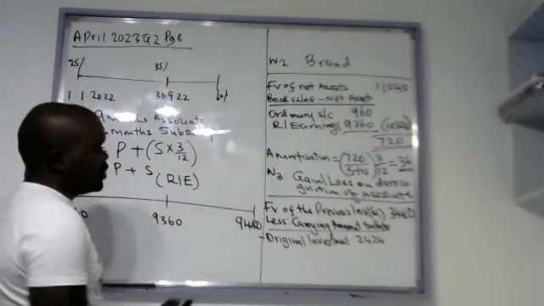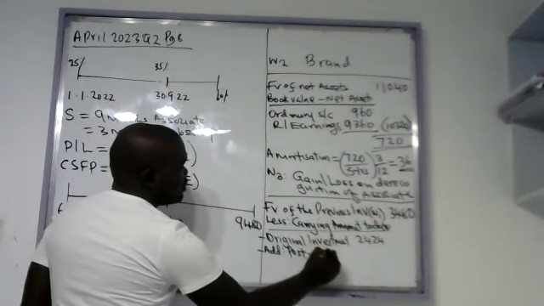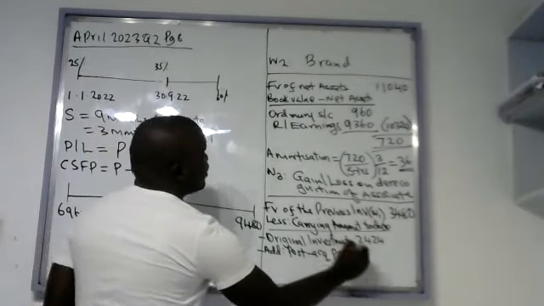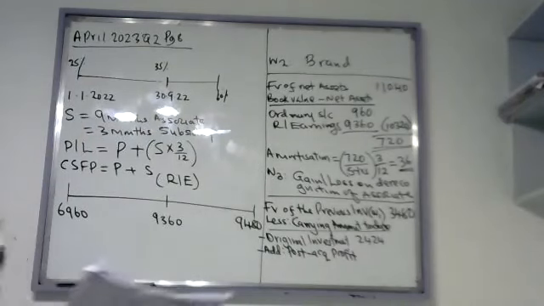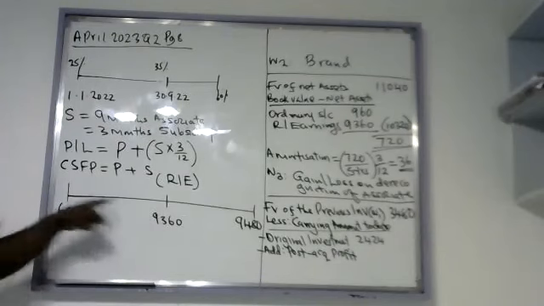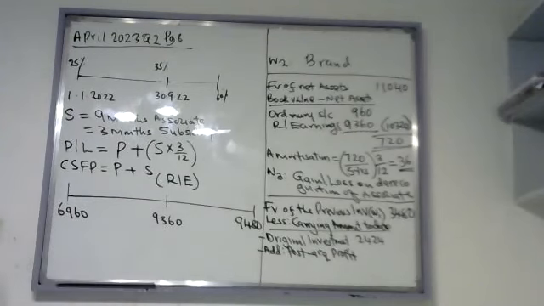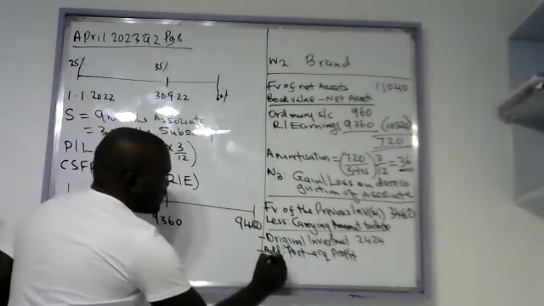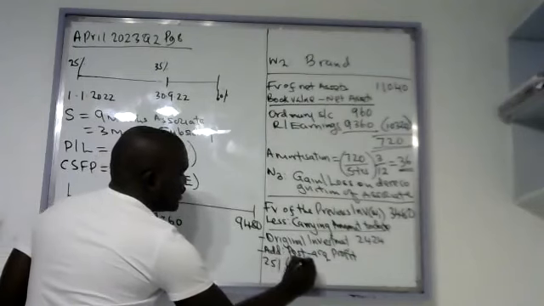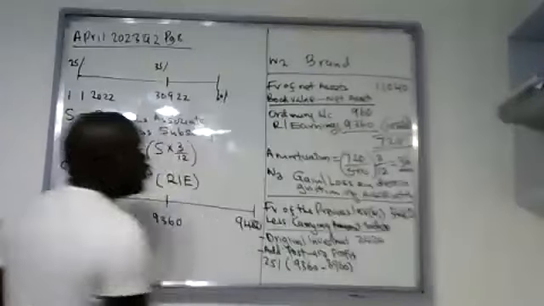Then you add post-acquisition profits. You add the post-acquisition profit, the profit they made since the date of acquisition. This one here, the difference between this and this. So you take 25% of 93.60 minus 69.60. So you increase your investment.